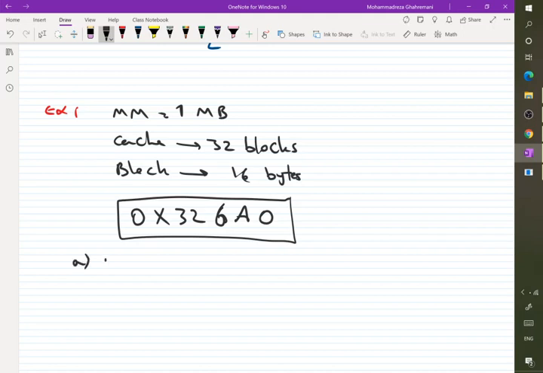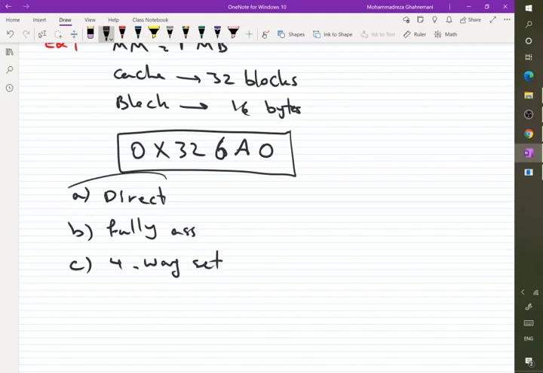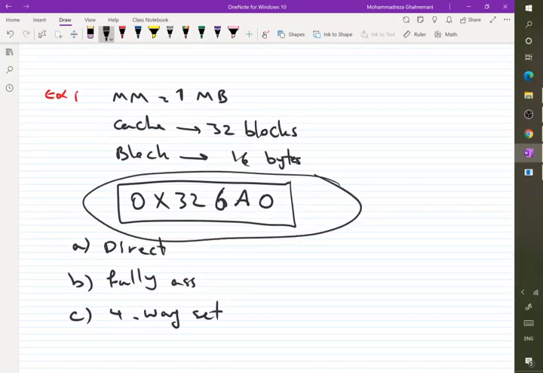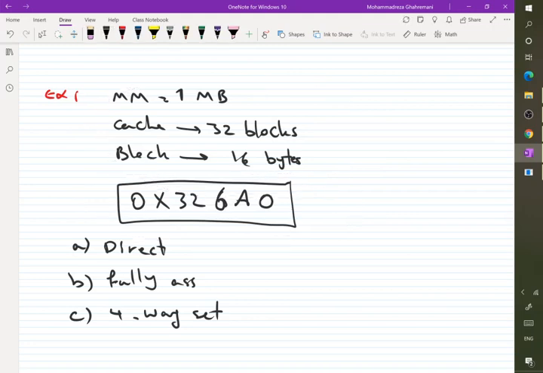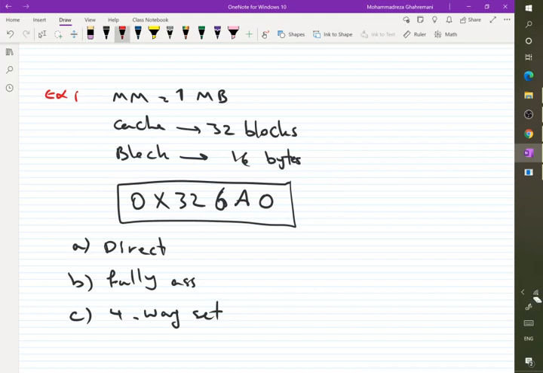If we have direct mapping, if we have fully associative mapping, if we have four-way set associative. For all these three methods, we want to access this address of the main memory, and this is the information. We want to see in which block of the cache this address can be stored or searched. First, let's look at direct mapping.